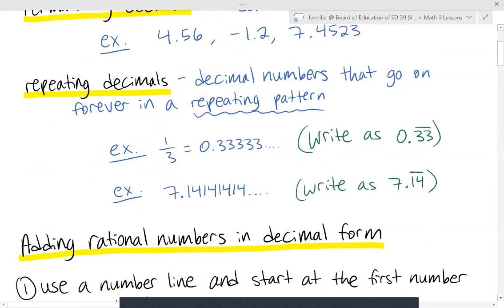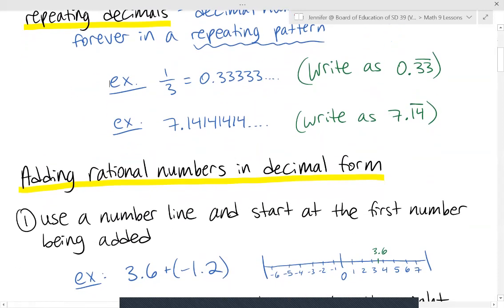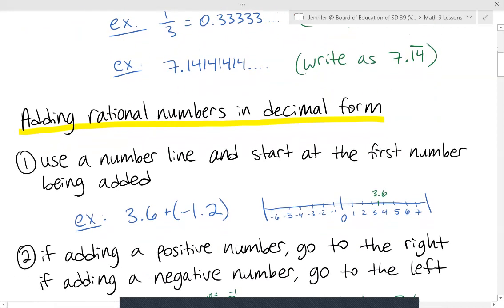So this part 1 is about adding and subtracting rational numbers in decimal form. I've written out the steps of how to add them. So the easiest way is to use a number line, whether you write it out or just think about it in your head. And you start at the first number that's being added in the question. So 3.6, for example, plus negative 1.2. You draw out your number line and you write your 3.6 right over there. If you're adding a positive number, then you go to the right. And if you're adding a negative number, then you go to the left.